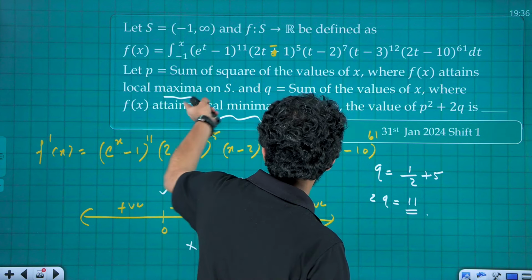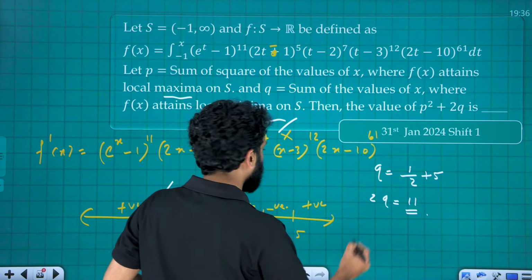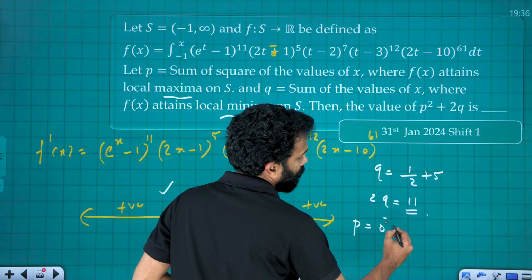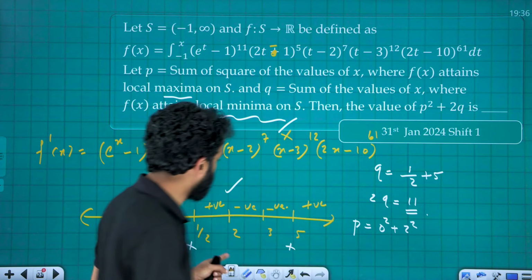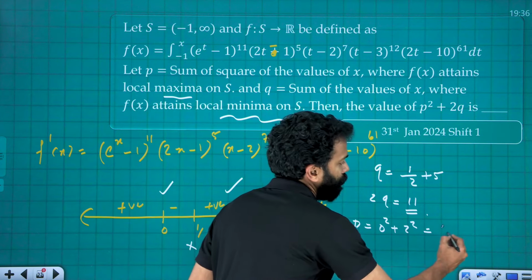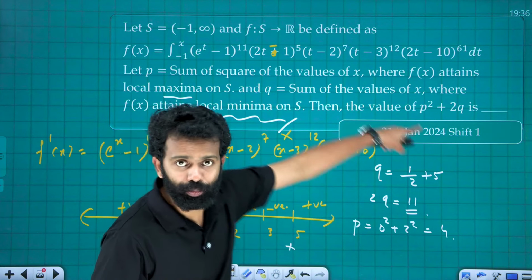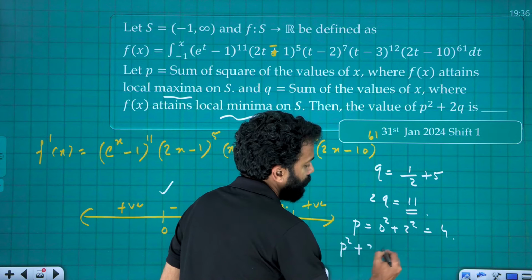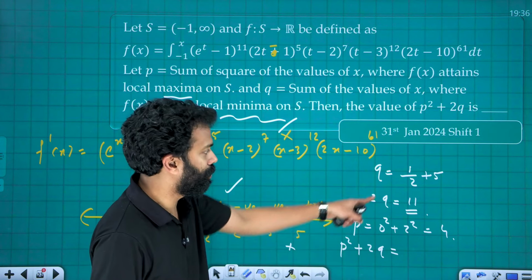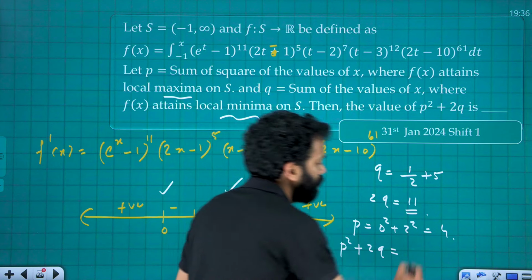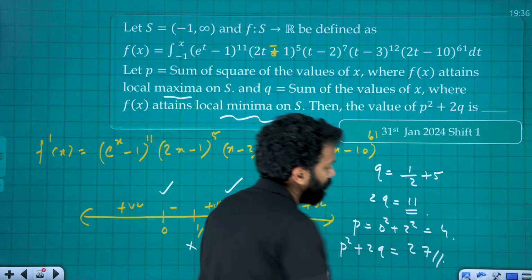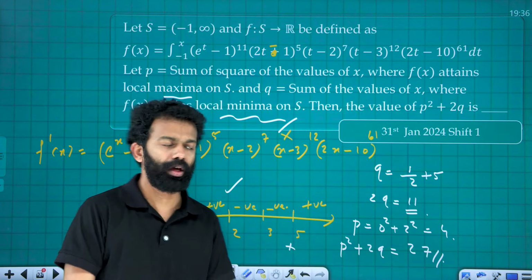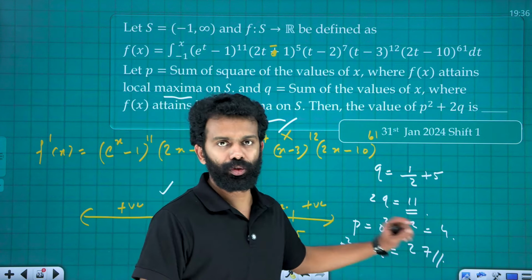And P is the sum of squares of values of x, right? P is equal to 0 squared plus 2 squared, that is 4. P is equal to 4. You need to find P squared plus 2Q, right? Therefore, P squared plus 2Q will be 4 squared plus 11, that is 16 plus 11, which is equal to 27. That is the value of P squared plus 2Q. Okay. Hope you got the answer to this one, that is 27.